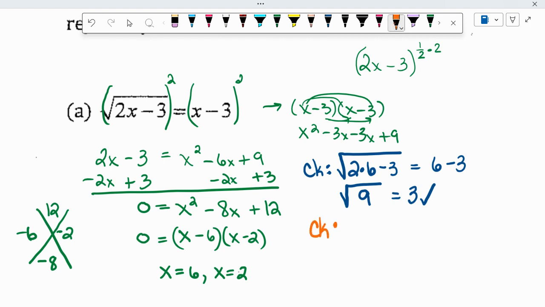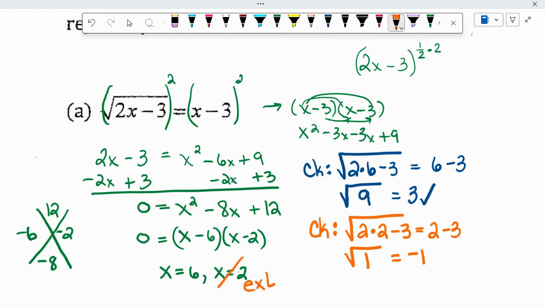Let's check it when x equals 2. So I have the square root of 2 times 2 minus 3 equals 2 minus 3. What is 2 times 2? 4. Minus 3 is? 1. And 2 minus 3 is? -1. Does the square root of 1 equal -1? No. So that means this is not right.